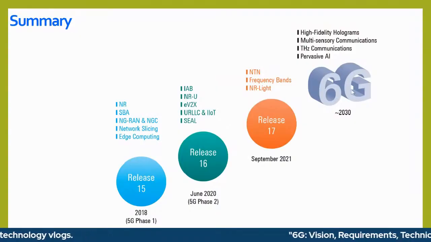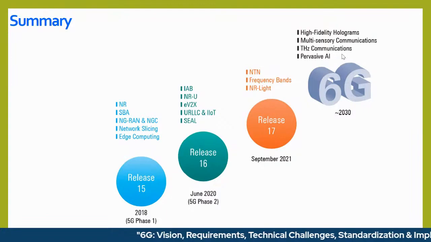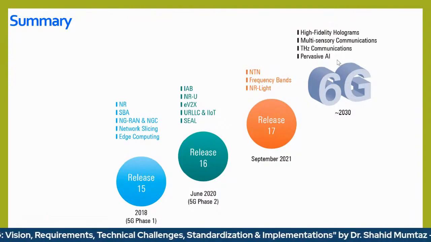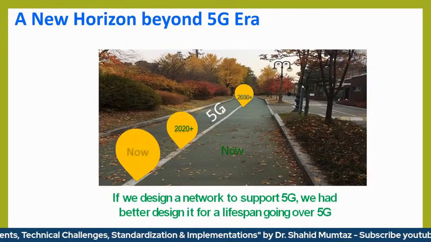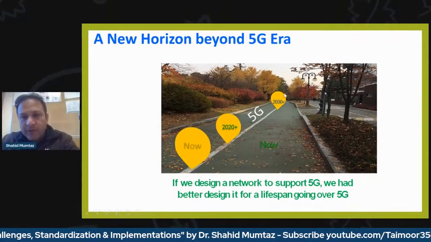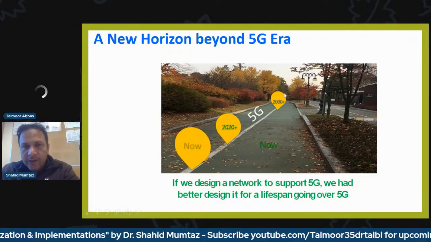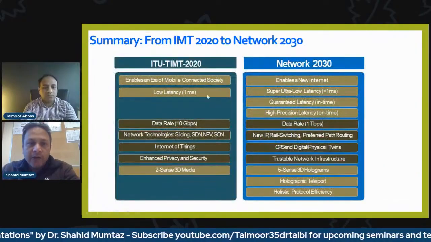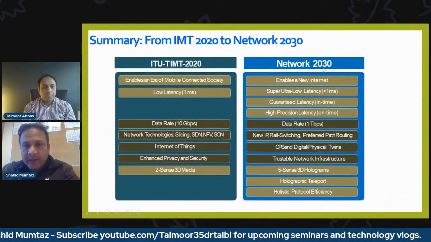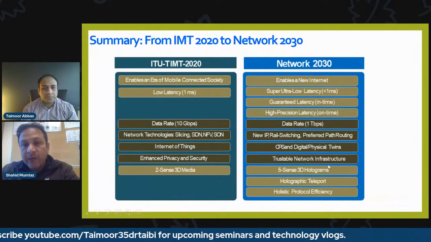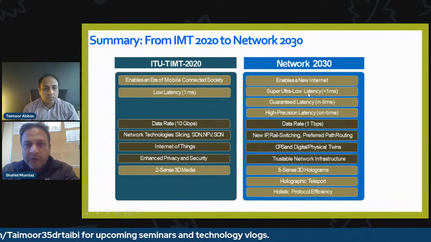In summary, we need high-fidelity hologram, multi-sensory communication, terahertz, and proactive AI communication for 6G. We worked a lot on 5G, so I think 6G will be quite nice for us as well. And this is just the difference between Network 2030, which comes from the ITU, and IMT-2030.